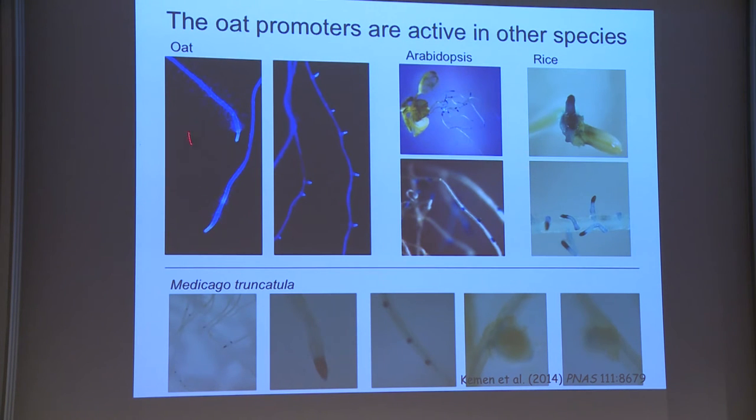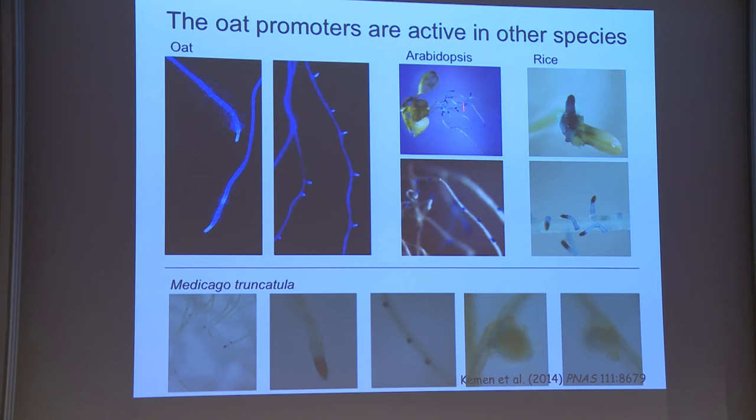So this is oat, and here you can see fluorescence in the root tips, as I've shown you. What I haven't shown you is we also see fluorescence in the lateral root initials. So this is the pattern of expression. If we hook the promoters up to a reporter, such as GUS, we get blue staining where we see expression.